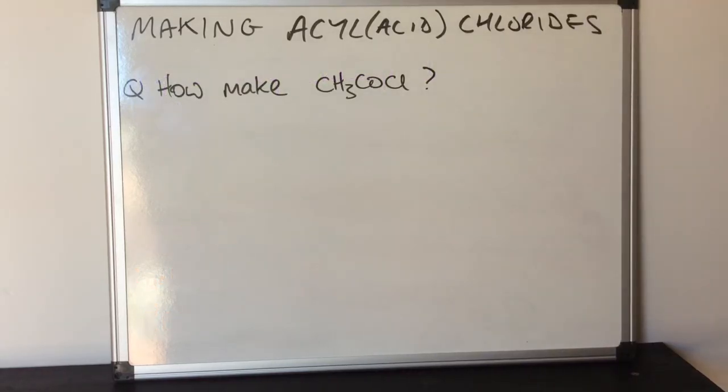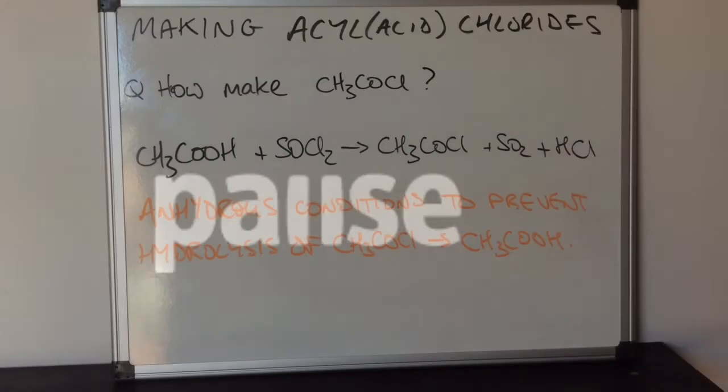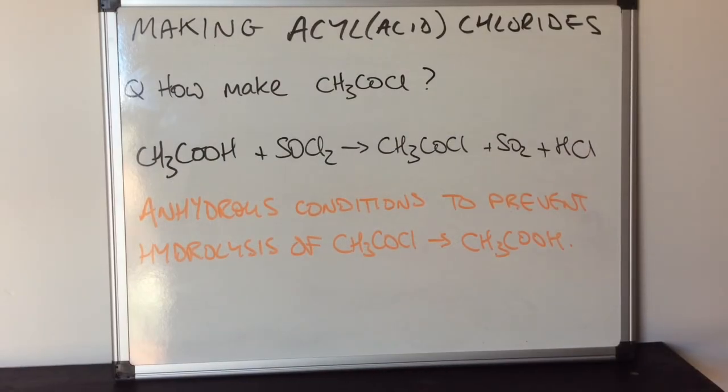So we'll just finish with a specific example just to check you've got all of that, which I'm sure you have. Question is, how would you make CH3COCl, ethanoyl chloride? And of course you'd use ethanoic acid and you'd react that in anhydrous conditions with thionyl chloride, SOCl2. And there's the equation there as well.